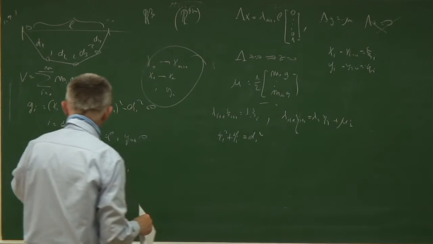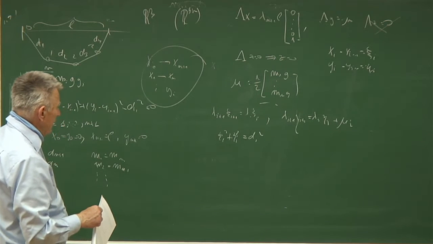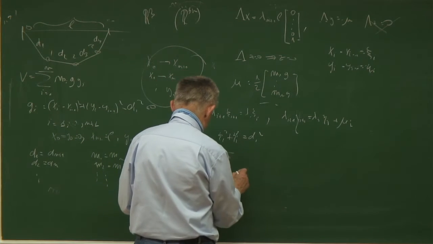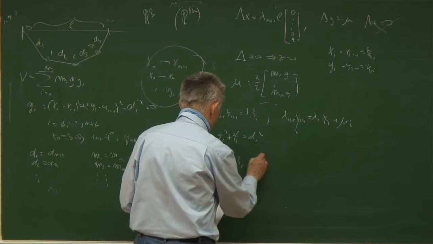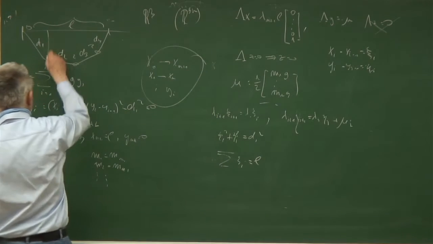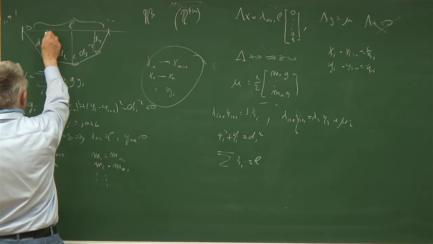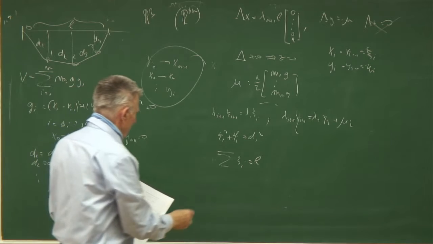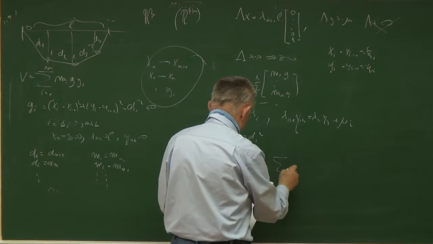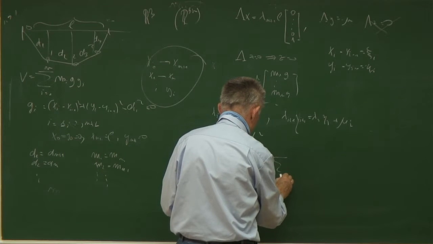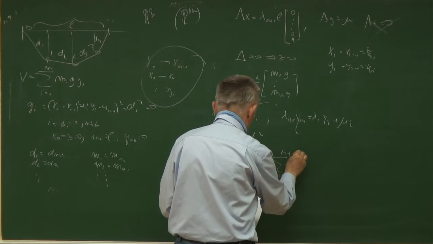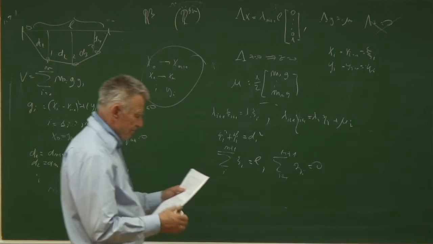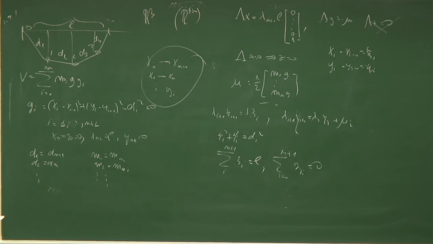And those conditions now give some conditions for xi. That means that the sum of all xi's equals L: xi 1, xi 2, xi 4, xi 5 together give L. And for etas, excuse me, we have 0. So that's what we have.